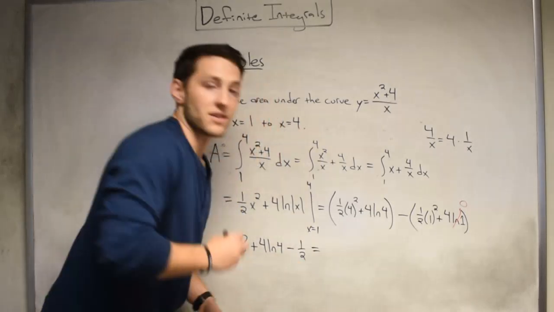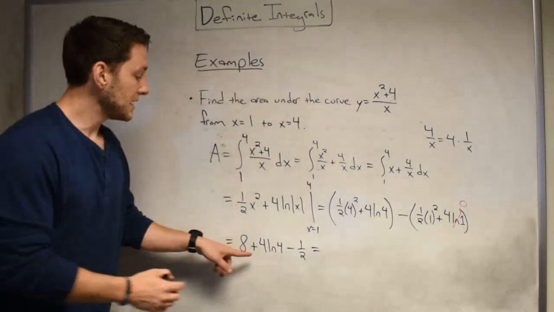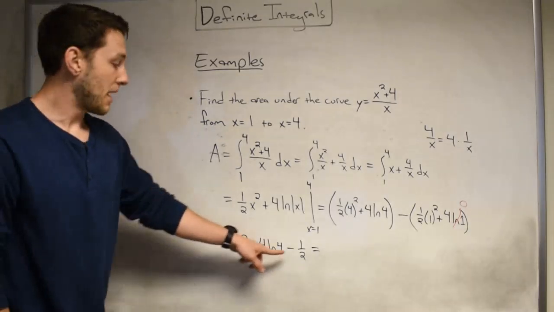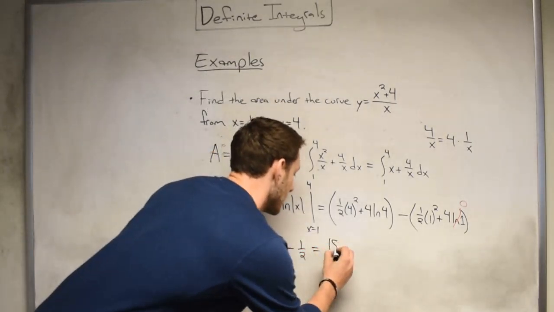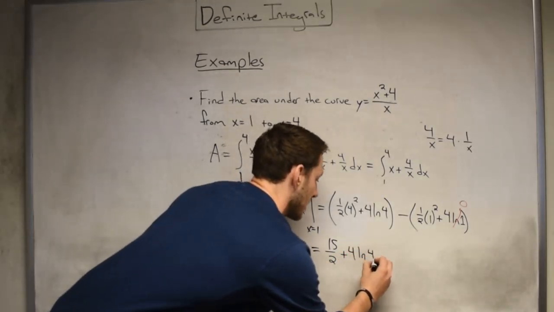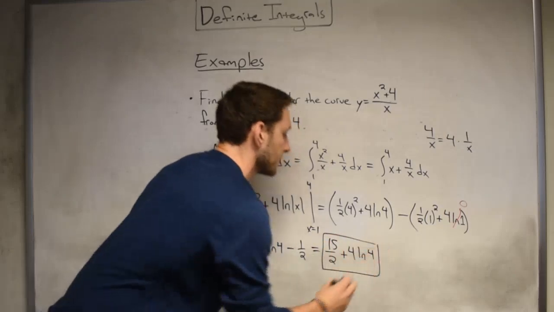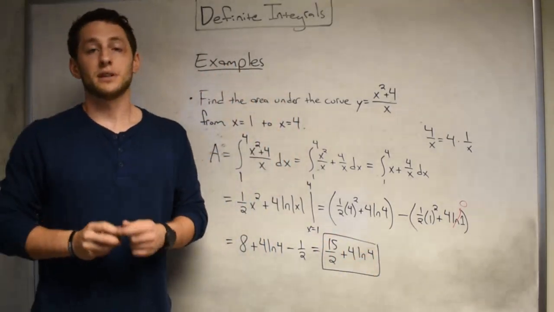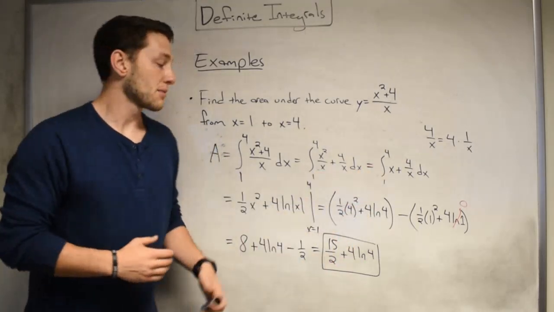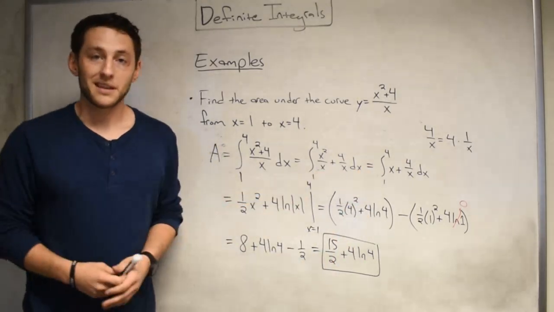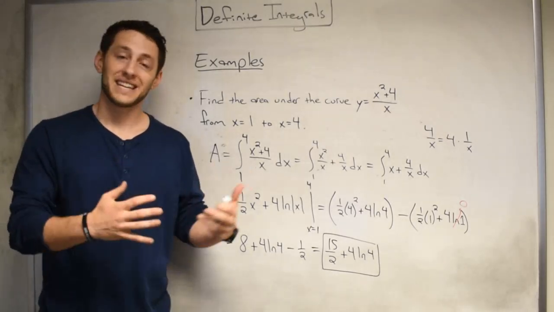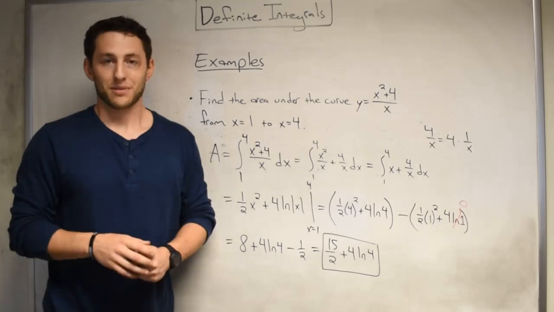Last but not least, to simplify we need a common denominator to combine these. 16 over 2 minus 1/2 gives me 15 over 2 plus 4 times the natural log of 4. It ain't a pretty answer, but that really is our answer. If we had the c's, they would have just canceled out. That's why we do not include them. But really, these integrals are pretty nice once you know how to find an antiderivative of an indefinite integral. Let's get to more examples.